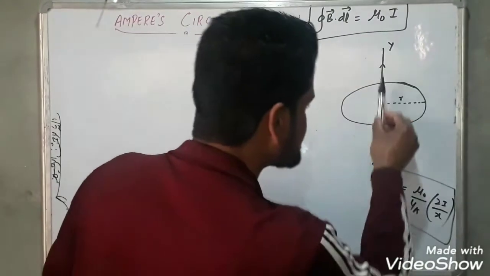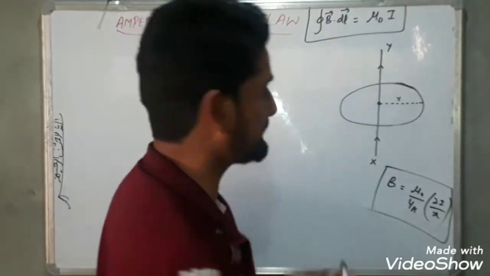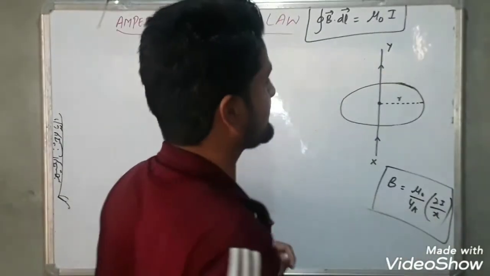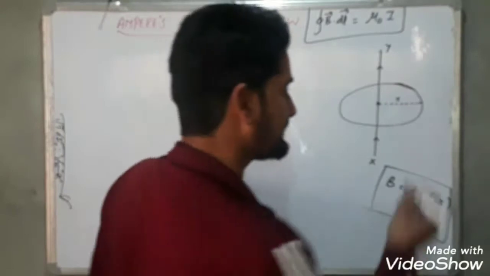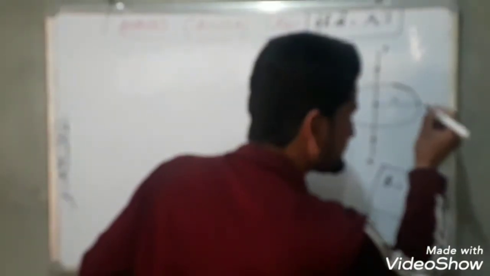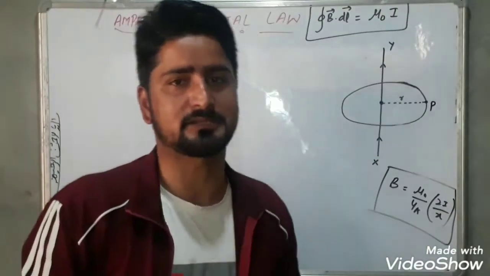Since here we have a straight current carrying conductor, suppose around this straight current carrying conductor there is magnetic field at this very point P, which is at some distance r from the center of this current carrying conductor.